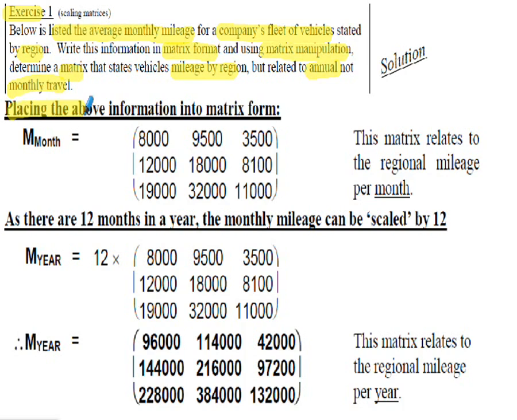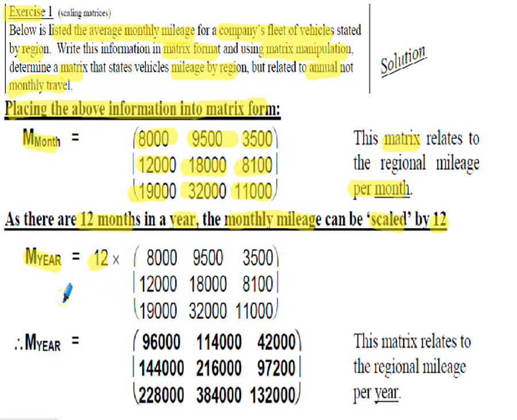So placing the information into matrix form for the monthly travel, for the cars per region, for the vans per region, and then for the trucks per region. So that's just writing the information in matrix form per month. As there are 12 months in a year, the monthly mileage has to be scaled by a factor of 12. So my matrix for yearly travel will be 12 times the above matrix of monthly travel.